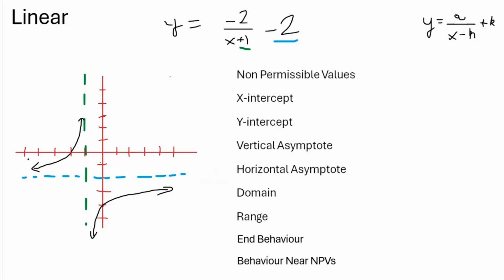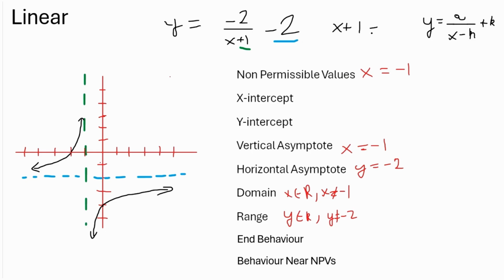Now, with all of our questions, they're gonna ask these set of things, and they're actually pretty easy. They're easier than you think. Your non-permissible value is just what x cannot be, because if x is negative 1 here, this whole thing becomes undefined. So x cannot be negative 1.